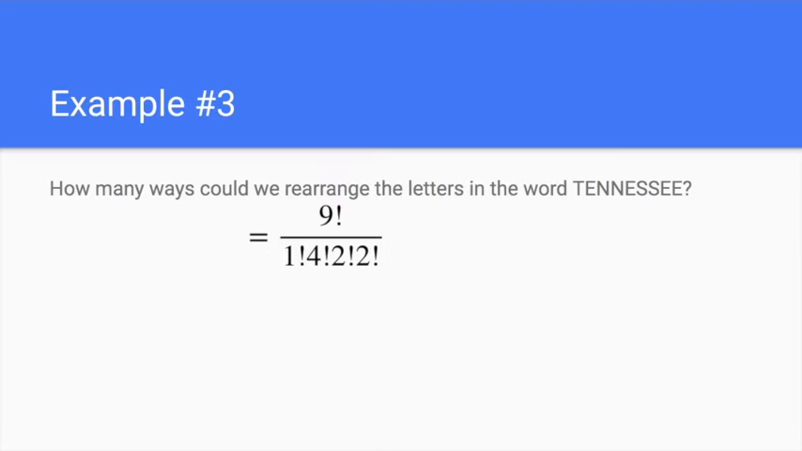So the T only occurs once. That's why we have the 1 factorial first. And then E shows up 4 times, so that's 4 factorial. Then N and S both occur twice, so they both get a 2 factorial.